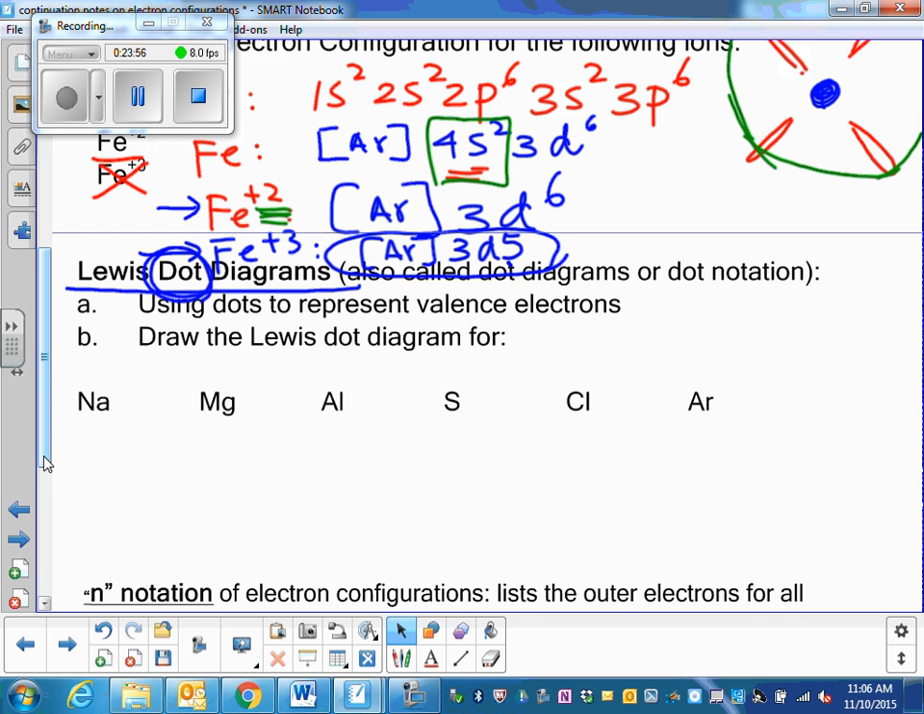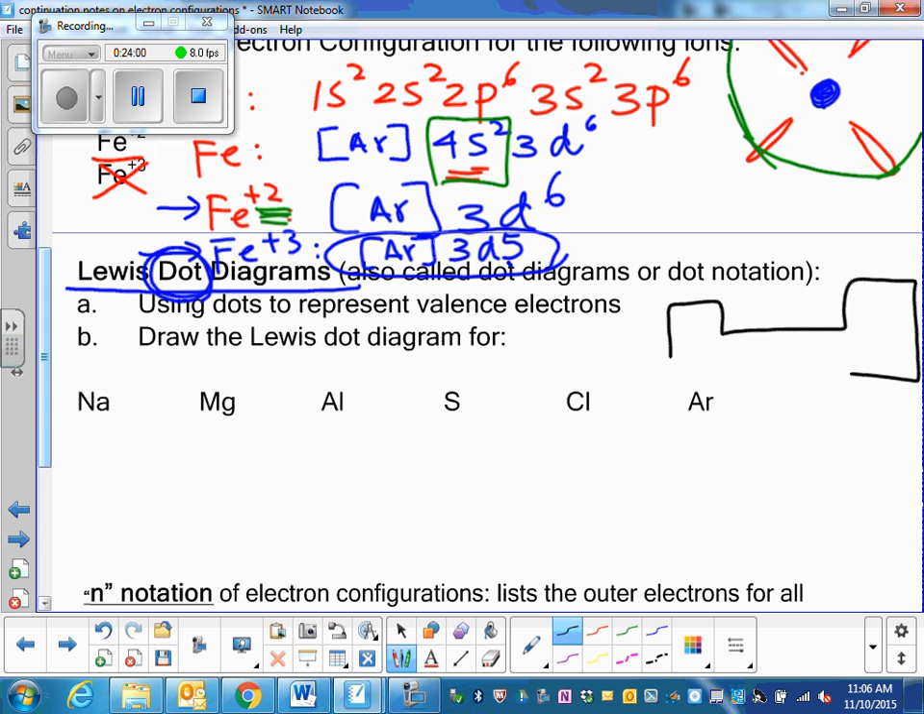Sodium is in group 1. Remember we drew the periodic table and we wrote out the valence electrons? All group 1 elements will have how many valence electrons? 1. Group 2 will have how many? 2. Group 13 is 3, 4, 5, 6, 7, 8. Remember that? So sodium falls in group 1. What is the Lewis dot structure for sodium? Just a dot.